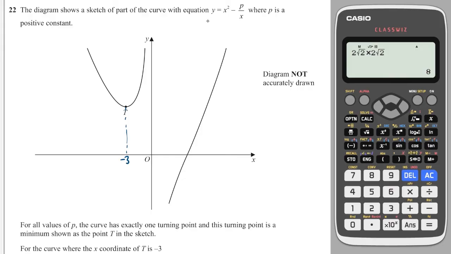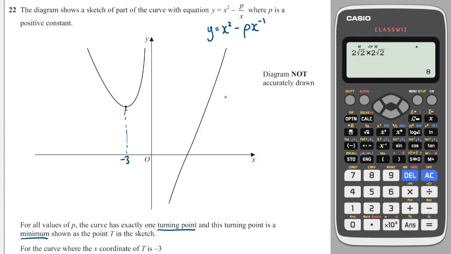So first thing I'm going to do is I'm going to write this in a form which I can differentiate it. And because we're dividing here by x, we've got an x on the bottom. That's the same as writing x to the power of minus 1. Okay. Now we can differentiate. And I know I'm differentiating because of the word turning point and the word minimum. These are clues that I need to differentiate to find the turning point.